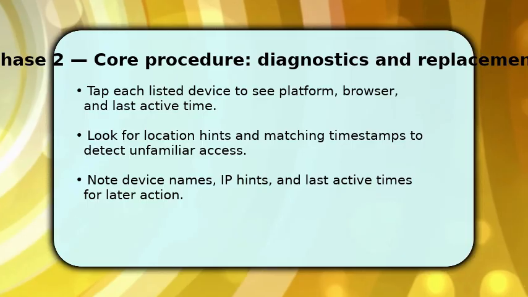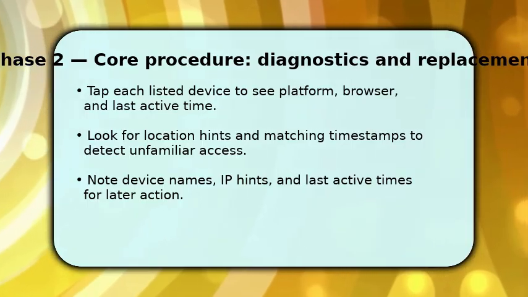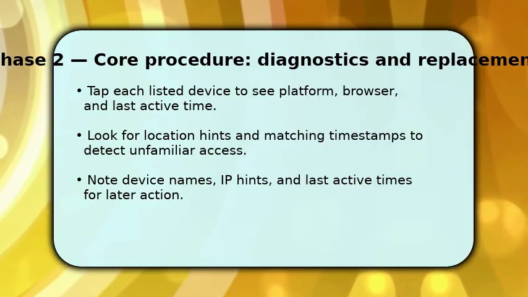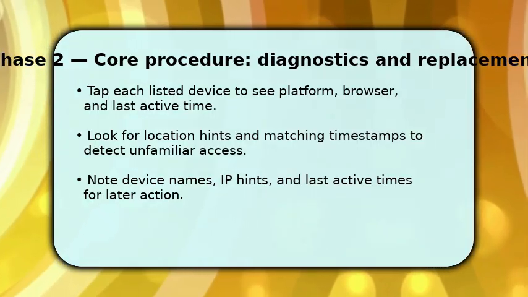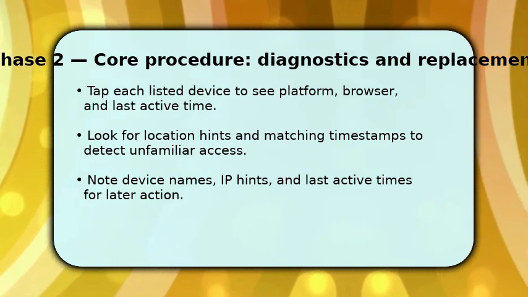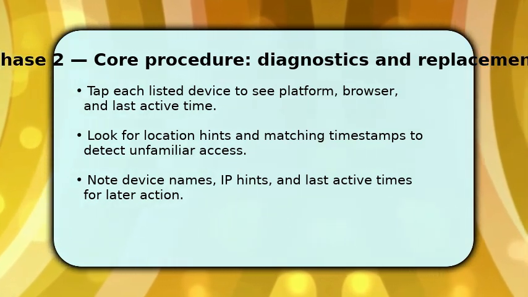Make sure to compare timestamps with when you actually used WhatsApp Web. If multiple sessions show overlapping times you don't recognize, note the device name and last active time. These details are what you'll use to decide whether to log out or secure your account.